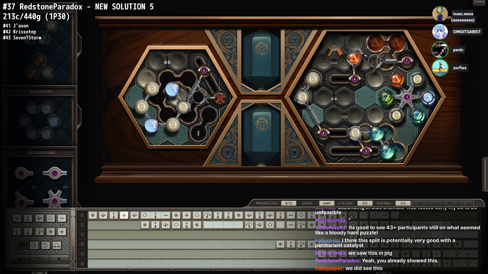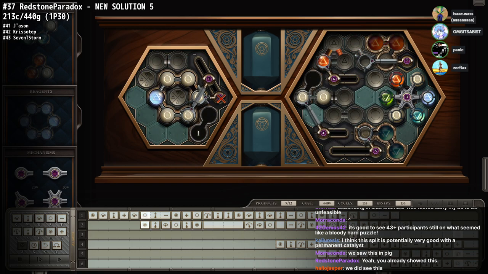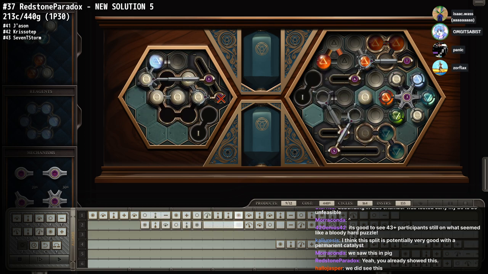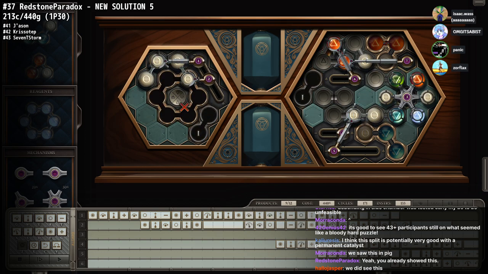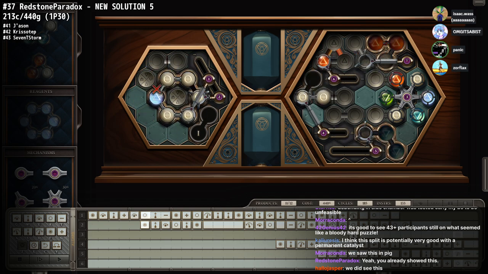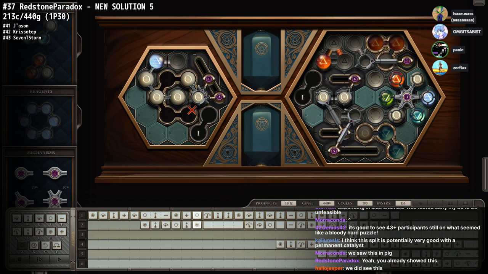Like how fast apparently can you get, we have already seen this solve. Oh, I already showed it. We have? Yeah, huh. I thought I did. Well, Redstone Paradox knows they're top 40 now. But yeah, just clearing this off as fast as you can so that it can spawn again, I think is one of the chief concerns for these that build it in the side.